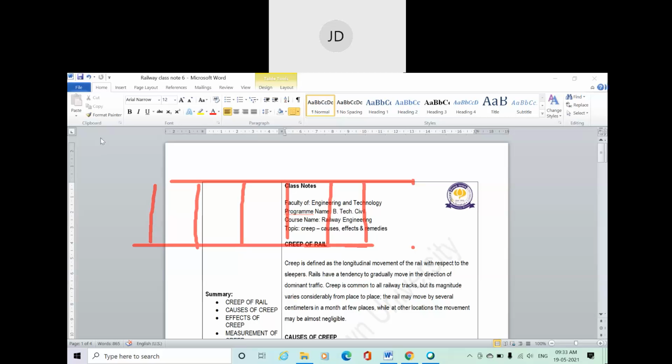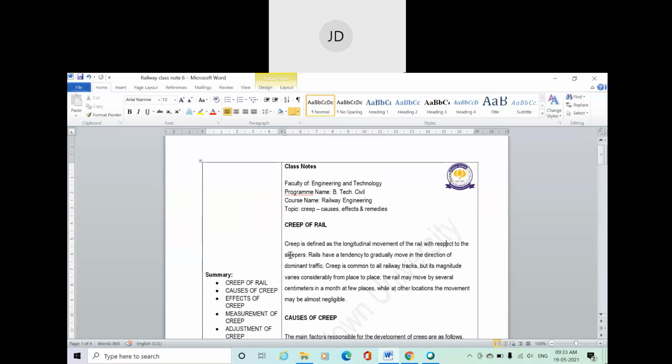Anyway, do you have any idea, at least something, you have got the idea, right? What is creep? Yes or no? So basically, creep is defined as the longitudinal movement of the rail with respect to the sleeper. Okay, the rail has a tendency to gradually move in the direction of the dominant traffic.